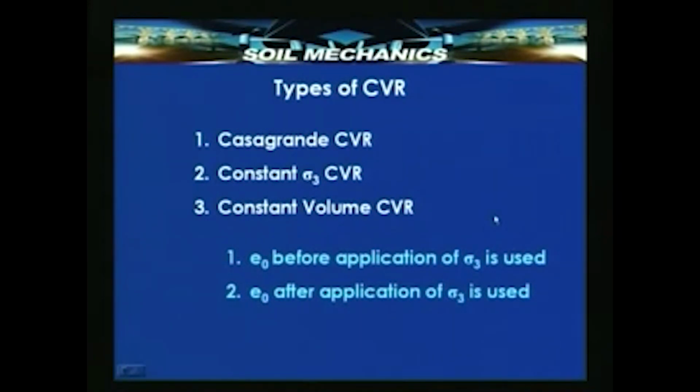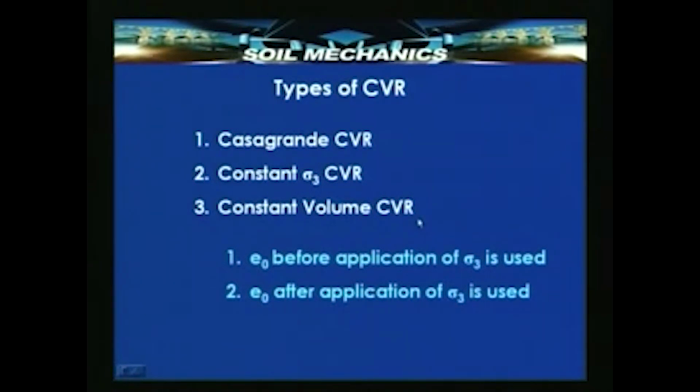This void ratio actually is defined differently by different persons. Arthur Casagrande has proposed a critical void ratio of his own, which is nothing but the void ratio determined before the application of the confining pressure sigma 3. On the other hand, if we do what is known as a constant sigma 3 test, that is the conventional triaxial test where sigma 3 is kept constant in the first stage of loading, then the e0 after application of sigma 3, if that is used, the corresponding CVR is known as constant sigma 3 CVR.